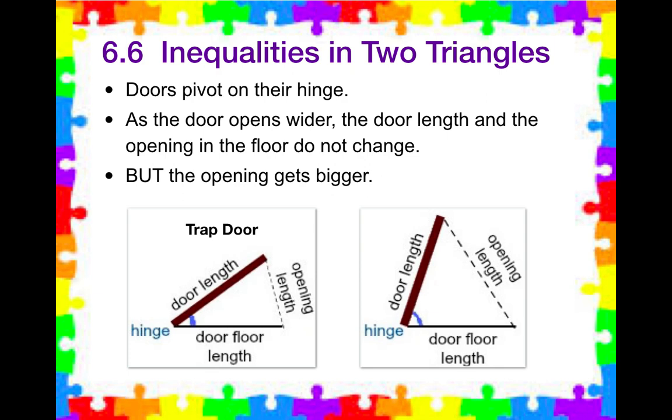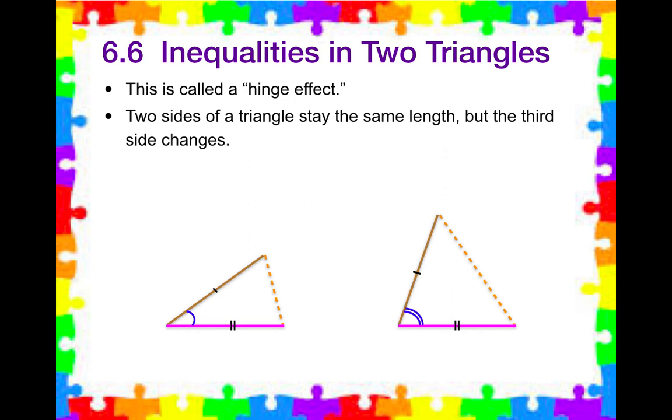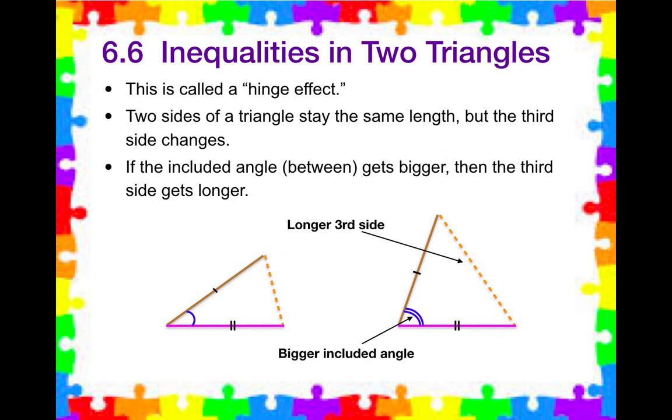We have a name for this situation where the two sides of this triangle stay exactly the same, but the third side gets bigger. We call this the hinge effect. And the hinge effect says two sides of a triangle stay the same length, but the third side changes. If the included angle gets bigger here, then the third side length gets longer. Kind of makes sense.